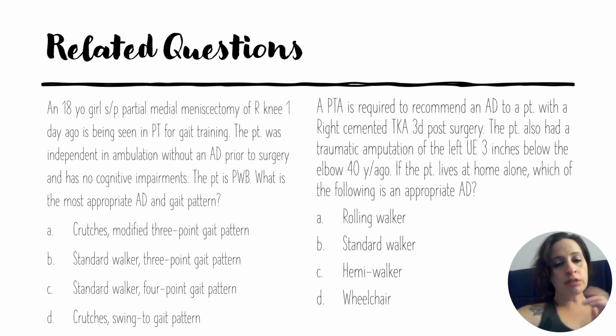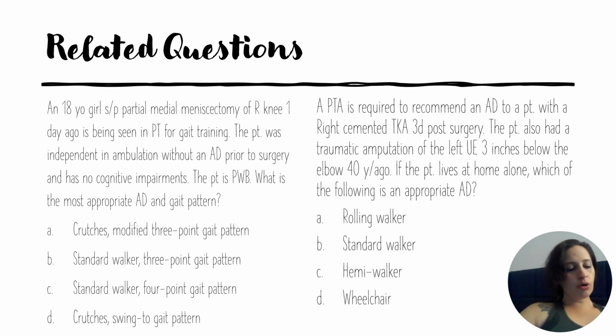Before surgery, she was basically prior level of function independent, no devices, I'm assuming, and she has no cognitive issues. So a young, able-minded girl, right, that had an accident or that had a surgery. She's partial weight bearing. And then it's asking you not only what is the most appropriate assistive device, but what is the gait pattern associated.